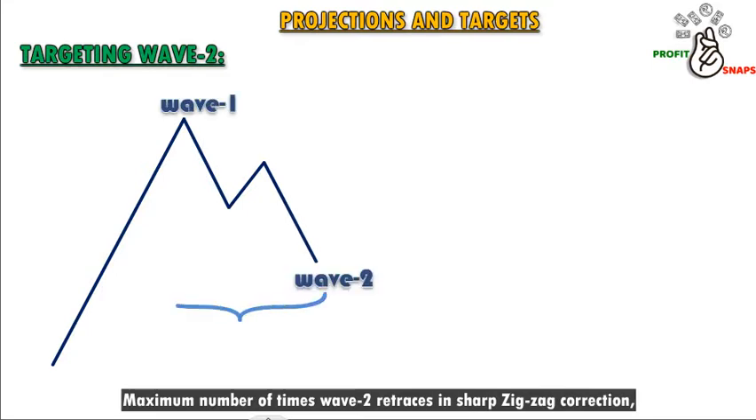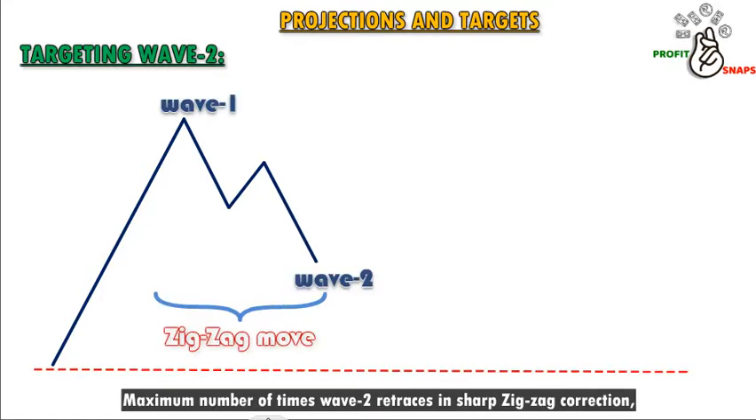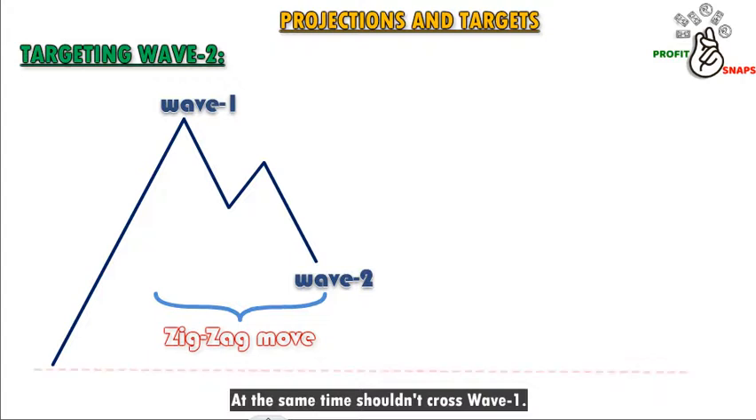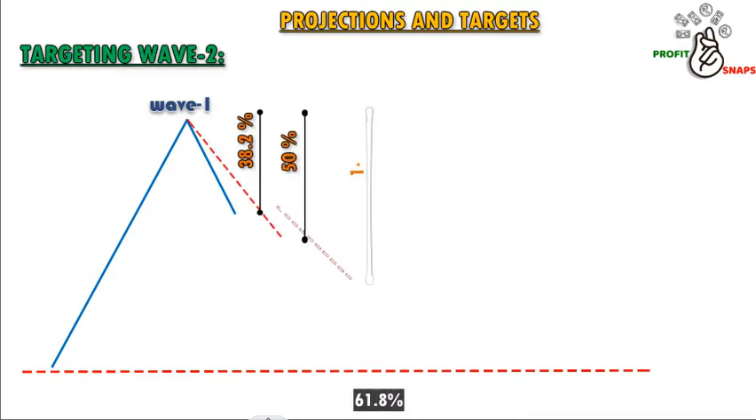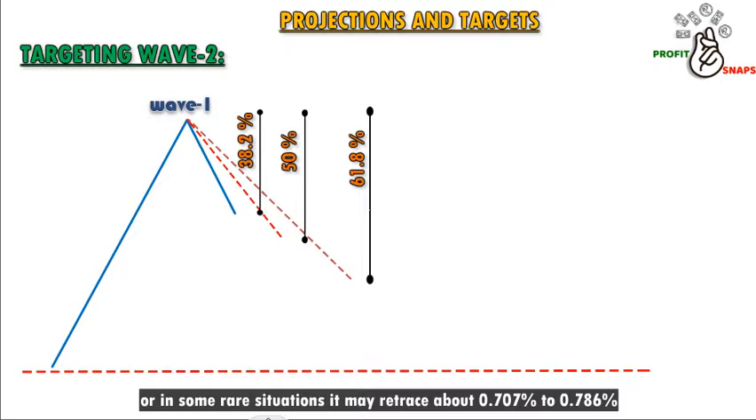Targeting wave 2. Maximum number of times wave 2 retraces in a sharp zigzag correction, at the same time shouldn't cross wave 1. Thus wave 2 projections are 38.2%, 50%, 61.8%. In some rare situations, it may retrace about 0.707 to 0.786.